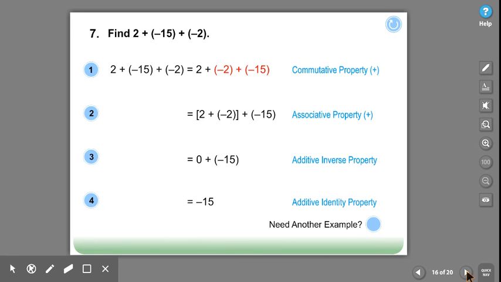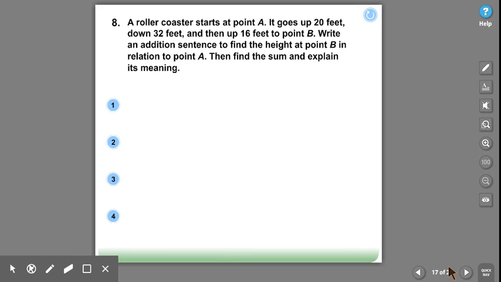Pretty simple. All right. Here's our last example. A roller coaster starts at point A. It goes up 20 feet, down 32 feet, and then up 16 feet to point B. Write an addition sentence to find the height at point B in relation to point A. Then find the sum and explain its meaning. So this is like a 3-part question. We have to write a sentence, we have to find the sum, and we have to explain the meaning.